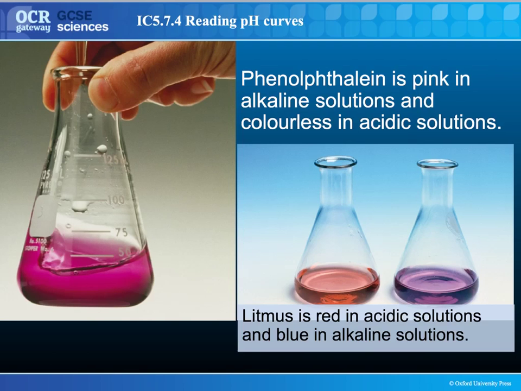So here are some examples of some indicators. This is phenolphthalein. Phenolphthalein is pink in alkaline solutions, and in acidic solutions it goes colourless. It's often used for titrations because it goes from an alkaline pink colour to clear when you get a neutralisation. So it gives a very clear endpoint. This here is litmus. Litmus is red when it's acidic and blue when it's alkaline.